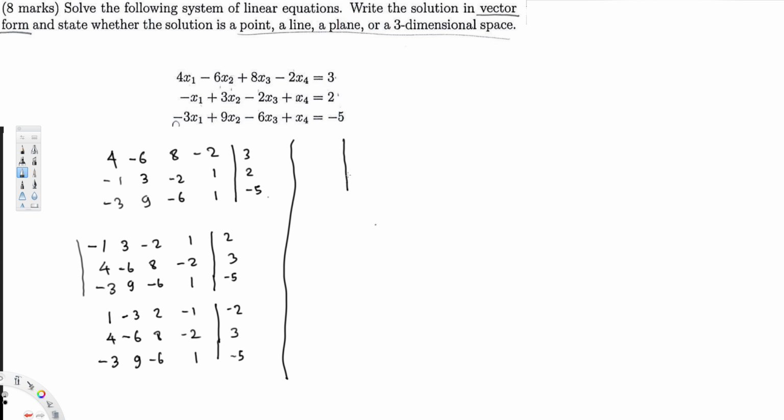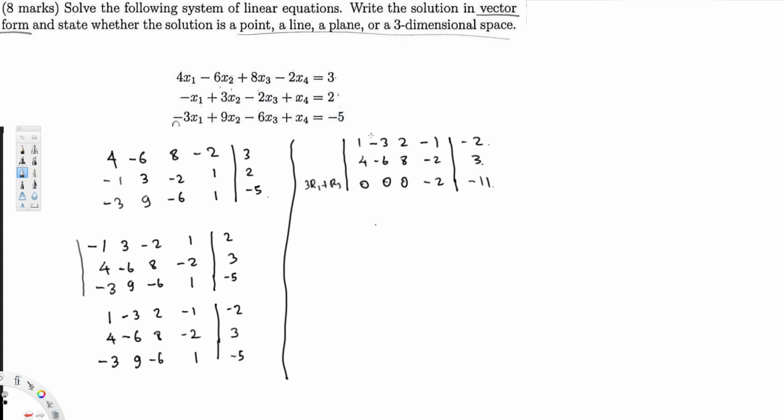So let's do this. 1, minus 3, 2, minus 1, minus 2, and here we're going to have 4, minus 6, 8, minus 2, 3. If I multiply the first one by 3, it's going to be 3r1 plus r3, which will give us 0 in the third one. And if I multiply this one by 3, it's going to be negative 9 plus 9 is going to be 0. And then 3 times 2 is going to be 6, 6 plus minus 6 is going to be 0. Then 3 times minus 1 is going to be minus 3 plus 1 is going to be minus 2. And here 3 times minus 2 is going to be minus 6 plus minus 5 is going to be minus 11.